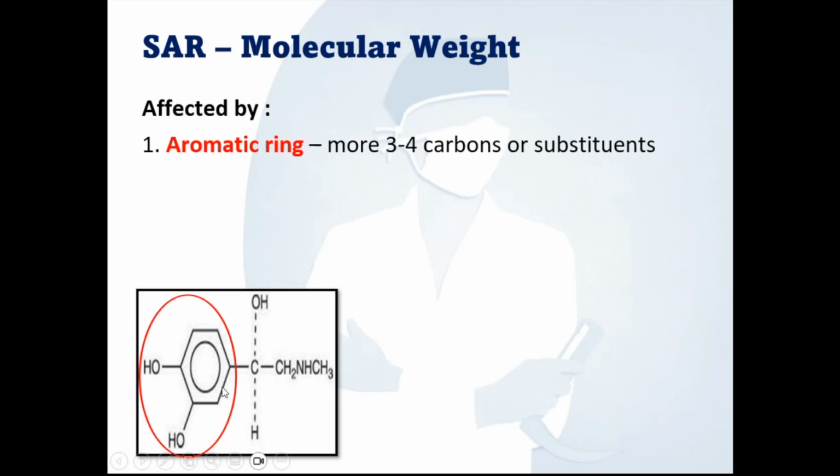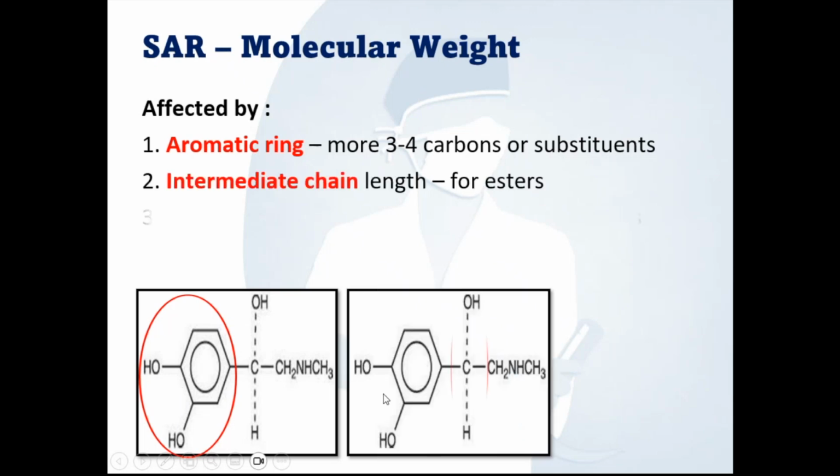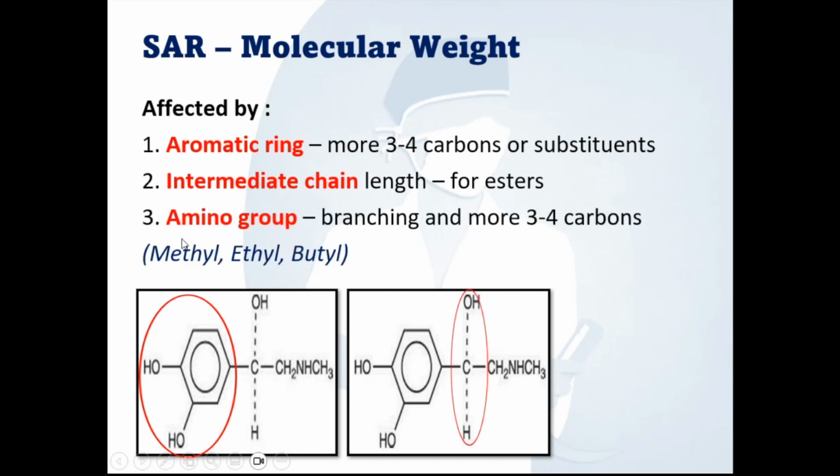At your current level, you don't have to remember what things are being added. I will give the example soon. But what I'm mentioning at the aromatic ring, more 3 to 4 carbons or substituents, means I'm talking about this part. This will increase the molecular weight of the LA. Second, intermediate chain length. This is the intermediate chain. If the length is even longer, especially for esters, it will increase the molecular weight of the LA. Next, the amino group branching and more 3 or 4 carbons will cause an increase in molecular weight.